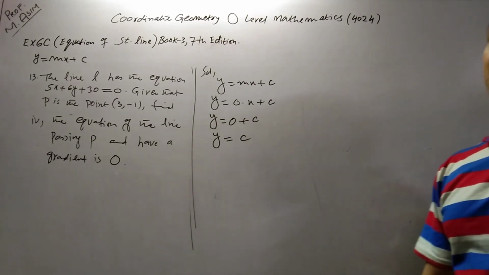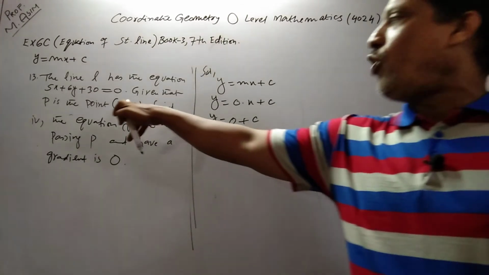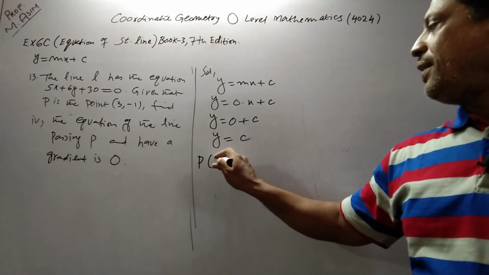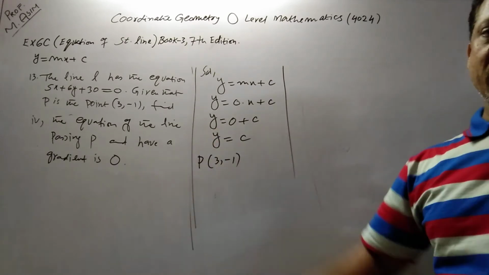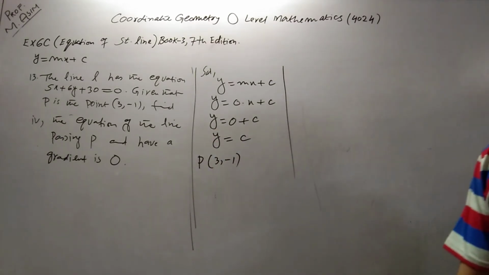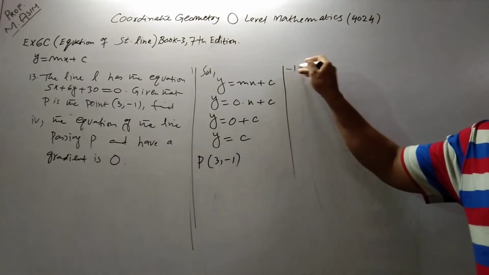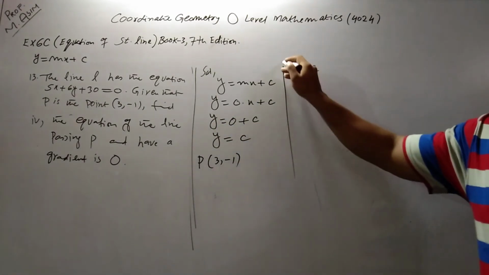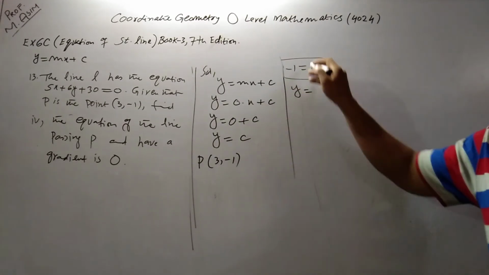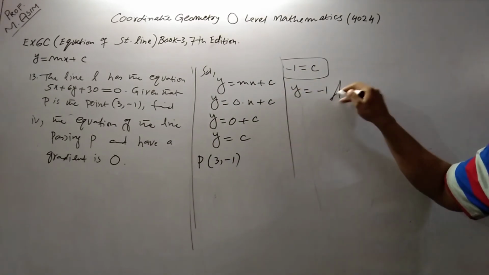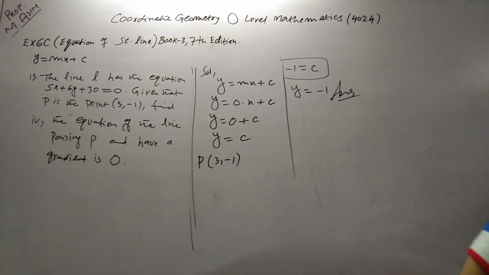Now how to find the value of c? Take the point P, because this line is also passing through point P. What is point P? 3, minus 1. Put 3 where you see x, put minus 1 where you see y. There is no x, therefore we just put minus 1 equals c. Hence the value of c is minus 1. Put y equals c. What is c? Minus 1. So y equals minus 1 is our required equation of the straight line. I hope you understand.